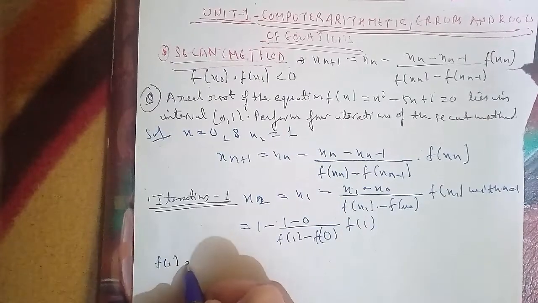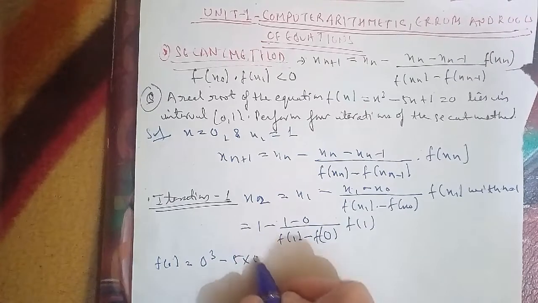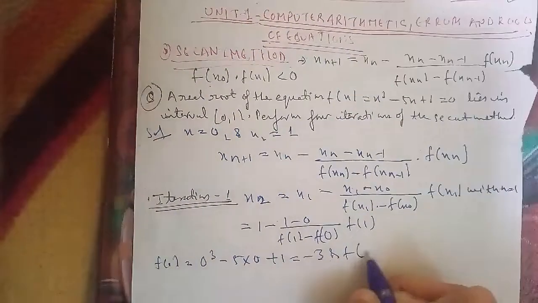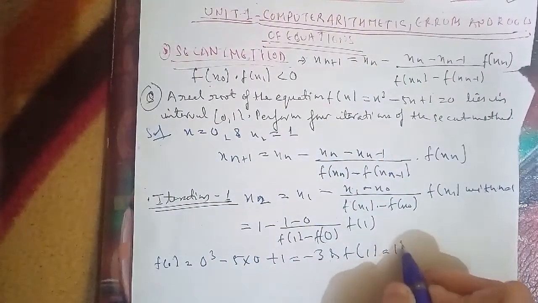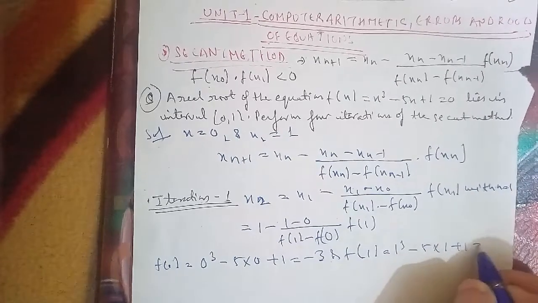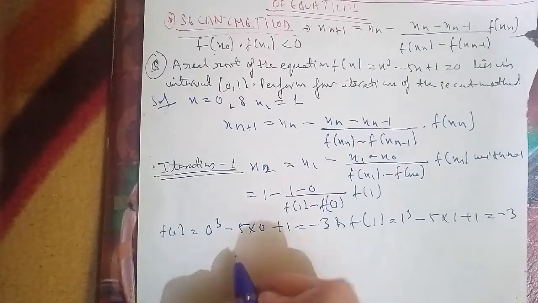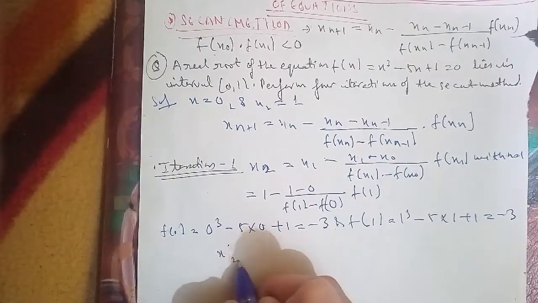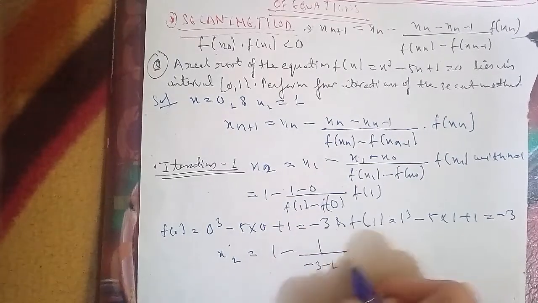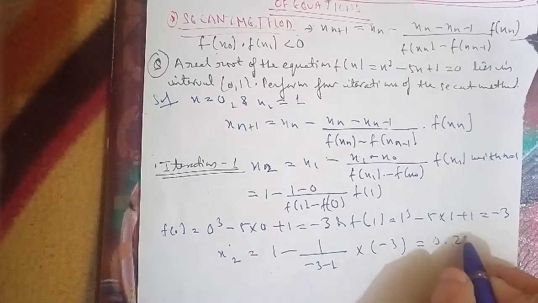So here f of 0 equals 0 cube minus 5 into 0 plus 1 equals to 1. F of 1 equals 1 cube minus 5 into 1 plus 1 equals minus 3. Hence above equation becomes x2 equals 1 minus 1 upon minus 3 minus 1 into minus 3 equals 0.25.